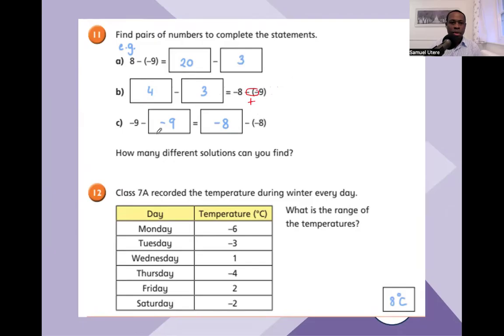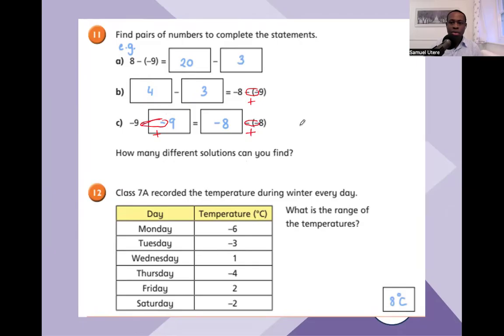Here, we're looking for numbers that will make them equal. Okay. So that should be a positive. 2 negatives will be positive. So it means something add that, and these two, yeah. So you can have more than one number, and these two will be positive. So negative 9 add 9 is 0, negative 8 add 8 is 0.